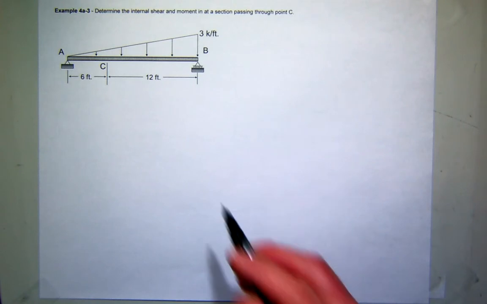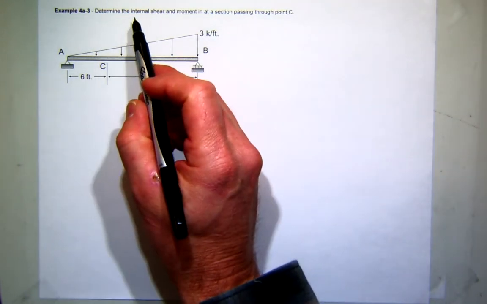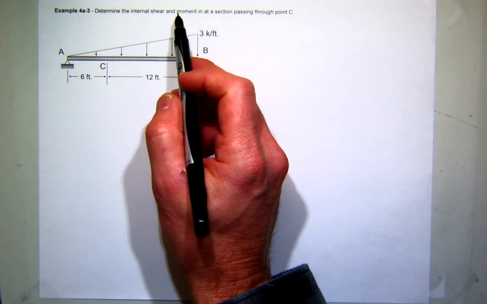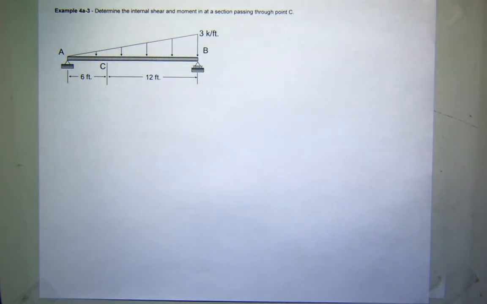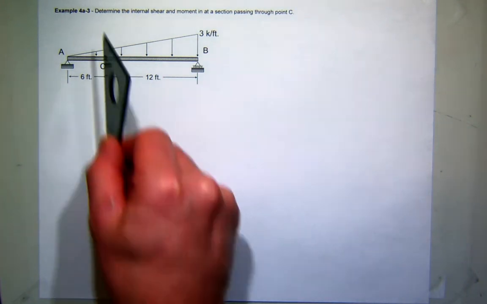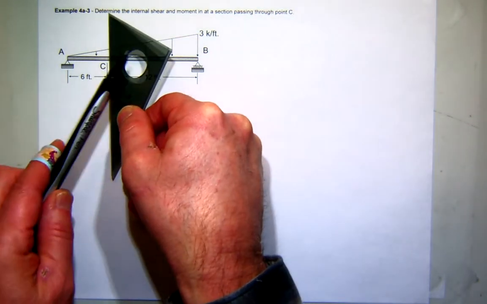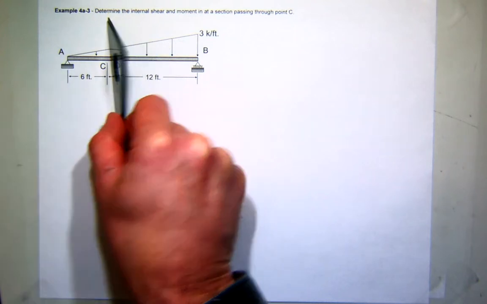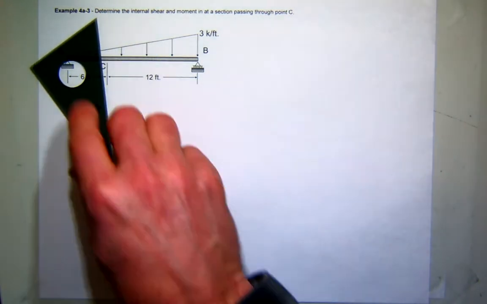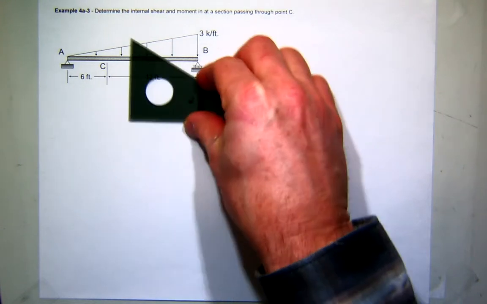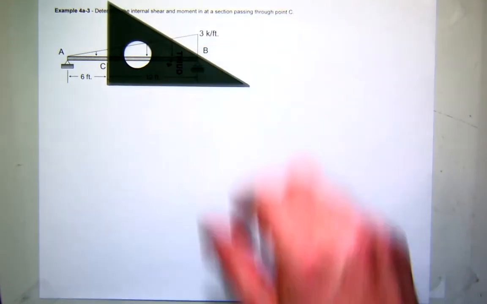So here's another problem where we want to find the internal shear force and bending moment at a section C. And just like we talked about before, when we cut the structure, do we want to work on the left side or the right side? Now I think in this problem there's going to be a more clear choice. So let me kind of block this off from your view for a second.